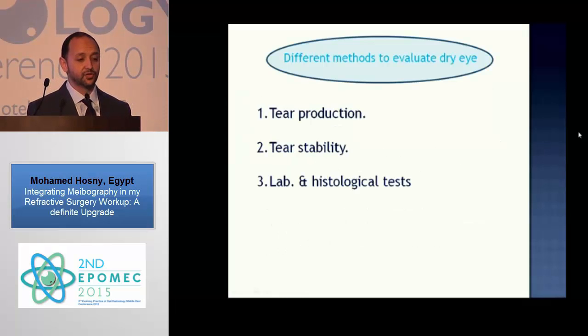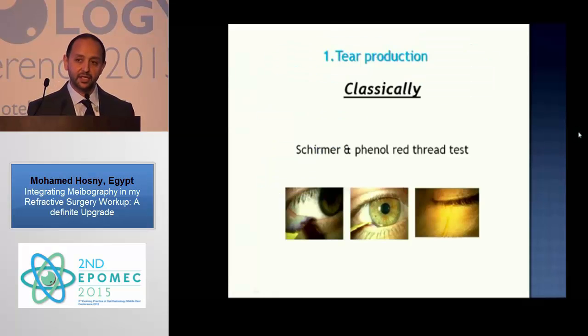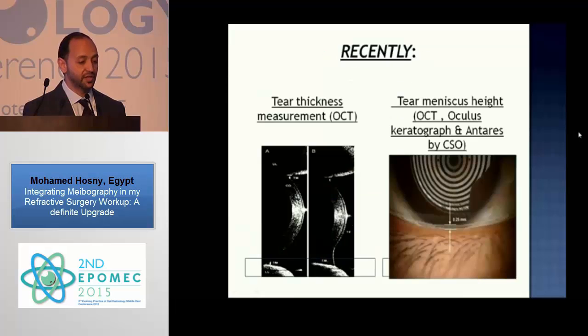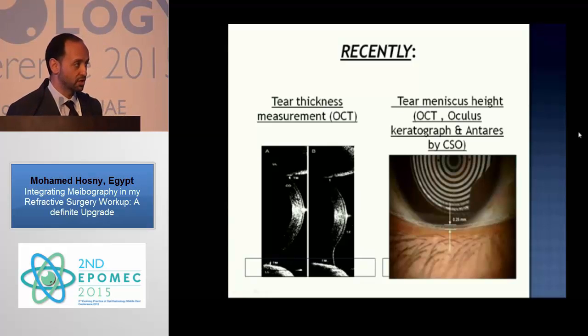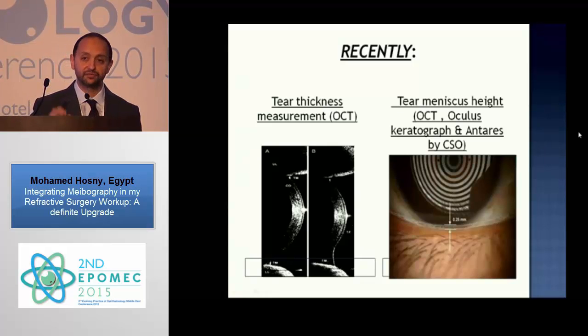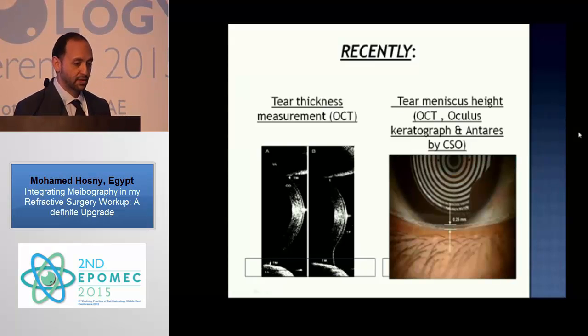So the classic methods to evaluate dry eye, we all know: tear production evaluation, tear stability evaluation, and lab tests. Tear production, classically, we all do Schirmer tests. Recently, we have tear thickness measurements by OCTs, and we can actually measure the tear meniscus height. You can do that with an OCT, with an Oculus Keratograph 4 or 5, and there's a new Placido disc machine called Antares by CSO.